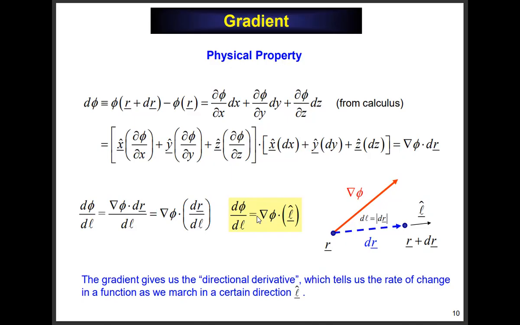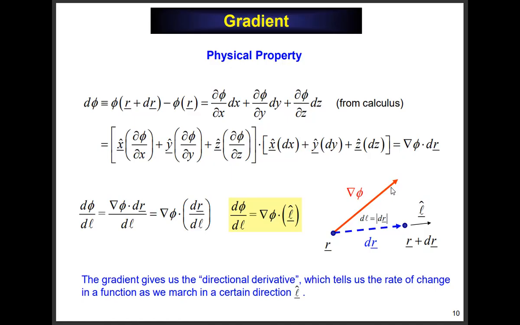Right. The dot product is really the magnitude of this times the magnitude of this, which is 1, times cosine of the angle between. So I'm going to maximize when that angle is 0, cosine is 1. So if I march in the direction of the gradient, I'm going uphill as fast as I possibly can, if you want to call it that. With every step I take, I'm increasing the function phi as rapidly as possible.